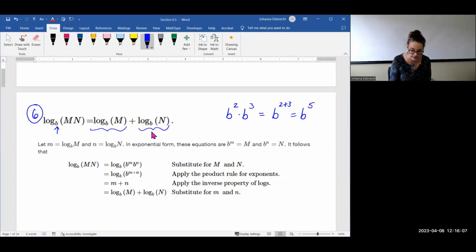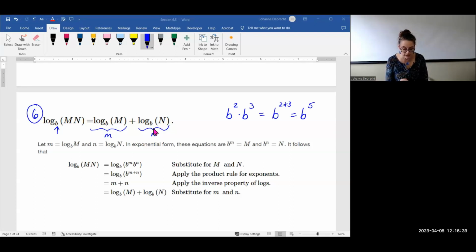And I'm going to let this log base b of m be lowercase m. Now, lowercase m and uppercase m are not the same m. So I could use a totally different letter if I wanted to. And then I'm going to let lowercase n equal the log base b of uppercase n. And again, the n's are not the same. They're not related. So this now says log base b of m times n is equal to m plus n.